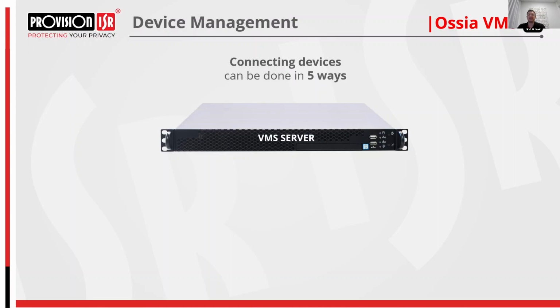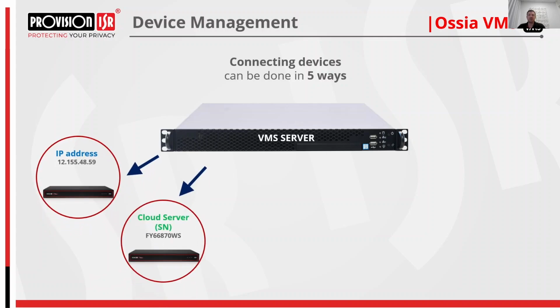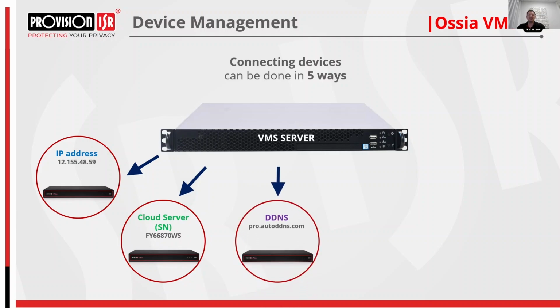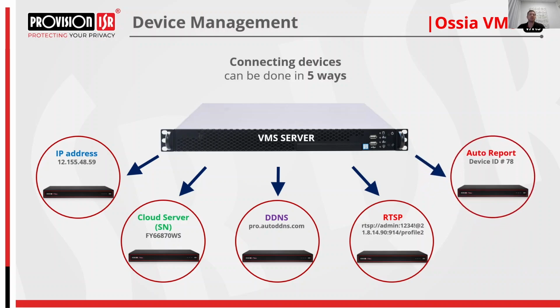It's important to understand that we offer 5 different ways to do this. Number 1 is using a public or static IP address. Number 2 is through Provision-ISR's own cloud server. Number 3 is setting up a DDNS URL. Number 4 is through an RTSP stream. And finally, through our own special protocol called auto-report.